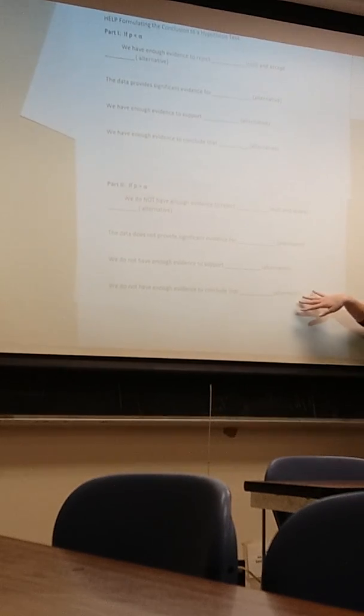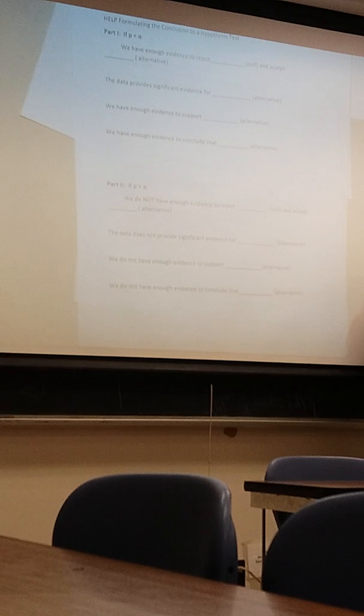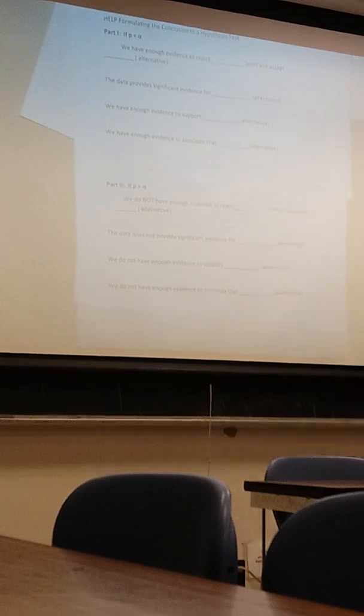If P is greater than A, that means we don't have enough evidence. Here are four different ways to write that conclusion. Are there other ways? Yes, but these are the most common, like on StatCrunch, and these are probably the easiest to understand when you're writing out your own conclusions. So I have this for you guys. Hand them out. And then, as I'm handing this out, think about a sentence we could write.